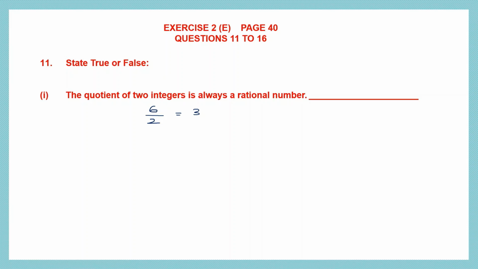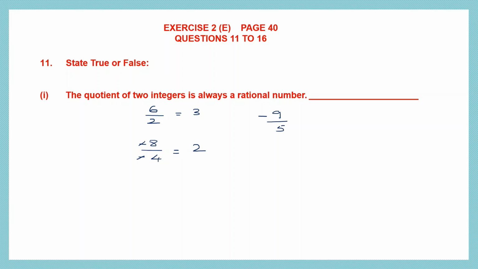Now let me take negative numbers. Suppose I take minus 8 divided by minus 4. Here minus and minus get cancelled. 8 divided by 4 is 2. So I have divided two negative integers this time, and my answer is still an integer. It's not a rational number. Now suppose I take minus 9 divided by 5. This will remain like this. I cannot reduce this further. So this is a rational number.